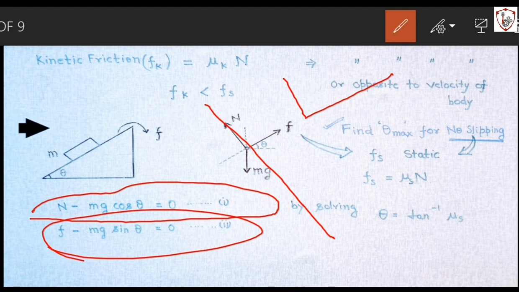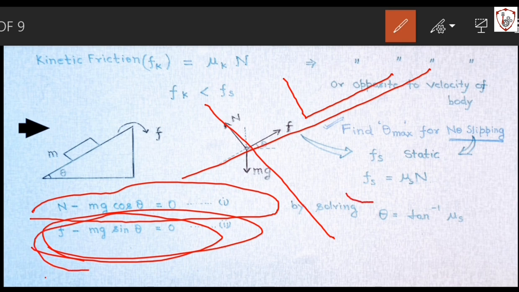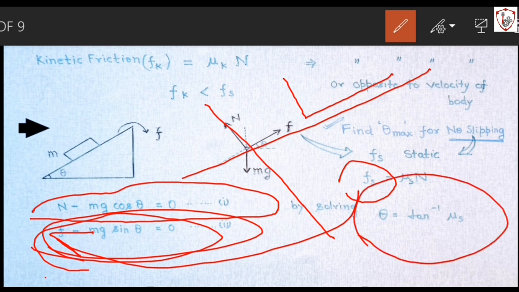In the y direction, N minus mg cos theta is equal to 0. Correct? N upward, mg cos theta downward. In the x direction, f is in the positive x direction and mg sin theta is in the minus x direction, so f minus mg sin theta is equal to 0. Put the value of fs here and solve for theta, and it will come out as theta is equal to tan inverse mu s. So till this maximum angle theta, the block will remain at rest, and just beyond it, it will start moving and slipping downward. This is the simplified version of the friction problem.